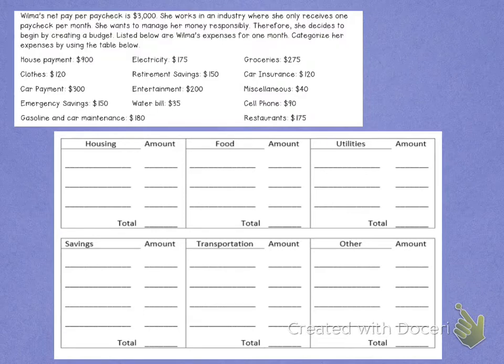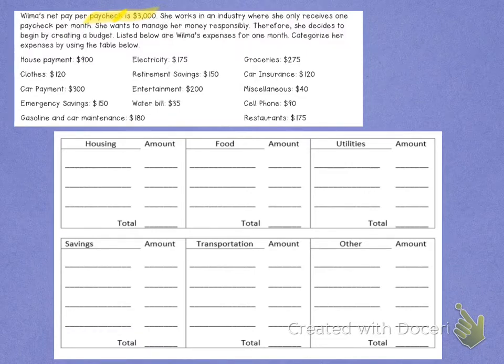Wilma's net pay for her paycheck is $3,000, and she works in an industry where she only receives one payment per month. She wants to manage her money responsibly. Therefore, she decides to begin by creating a budget. Listed below are Wilma's expenses for 1 month. Categorize her expenses by using the table.